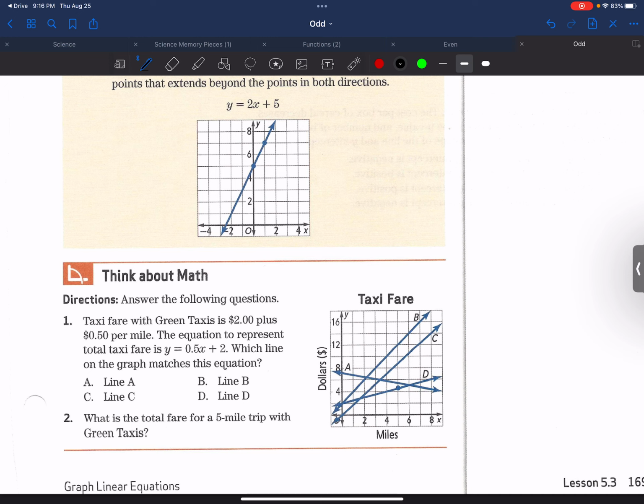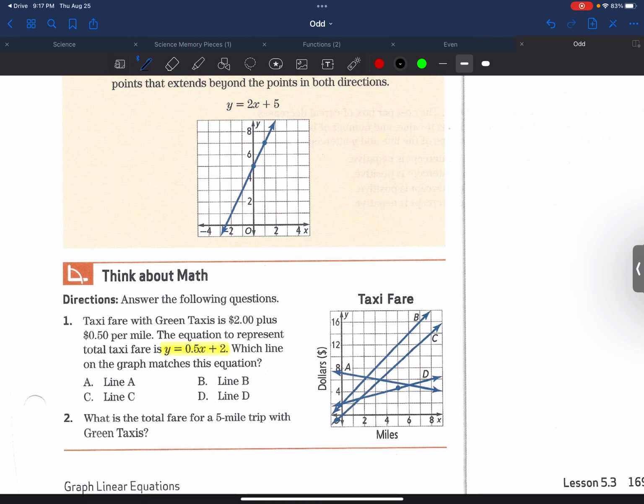Answer the following questions. Taxi fare with green taxis is $2 plus 50 cents per mile. The equation to represent total taxi fare is right here. We don't have to find it. They gave it to us. We just have to figure out which line on the graph matches the equation.